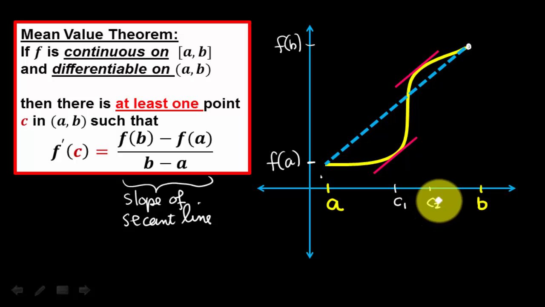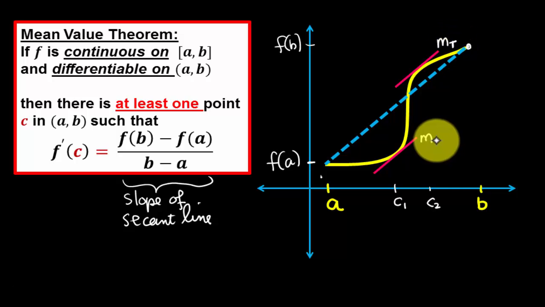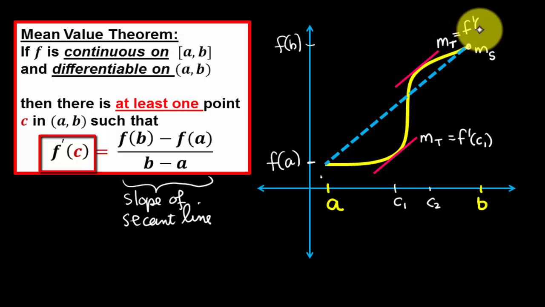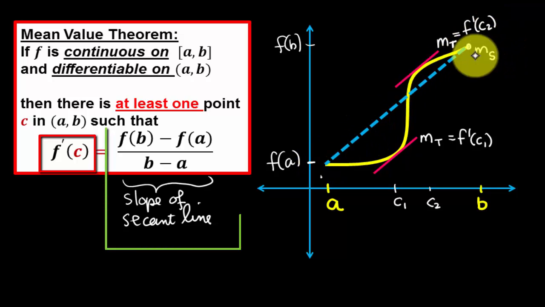Where it says that they will match up, it's parallel to the secant line. So the slope of the tangent will be equal to the slope of the secant line. That's f prime of C1, and you've got here f prime of C2, and it's equal to the slope of the secant line.